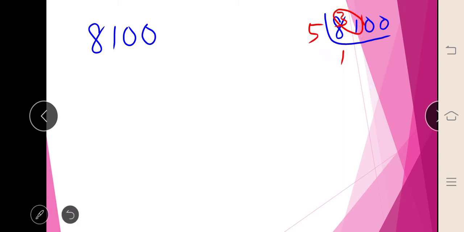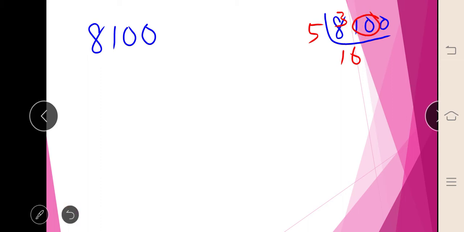Now assume 3 1, 31. In 31, how many times 5? 5 ones are 5, 5 twos are 10, 5 threes are 15, 5 fours are 20, 5 fives are 25, 5 sixes are 30. Is it 6 times? 5 sixes are 30 and there is a remainder 1. So now assume with the next digit 1 0, 10.